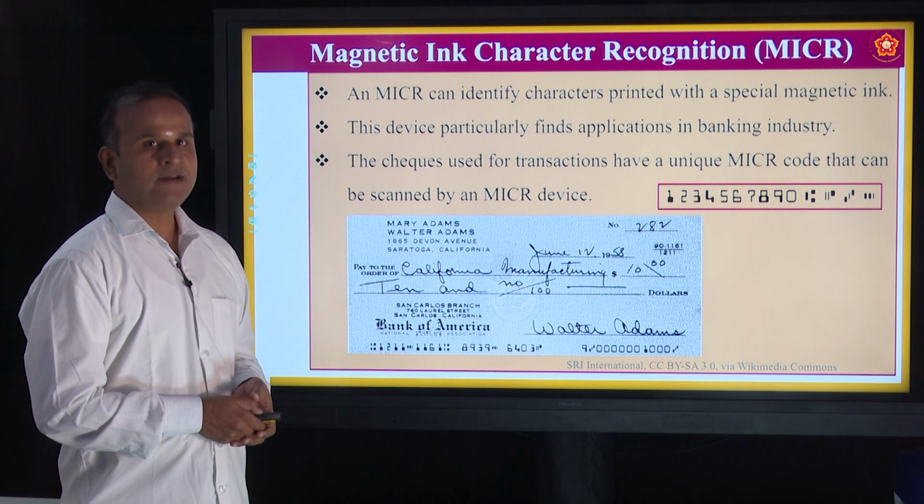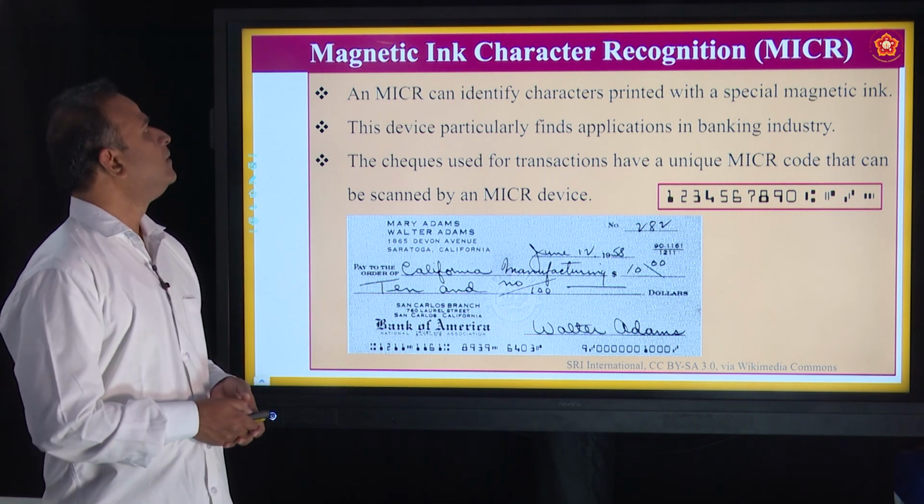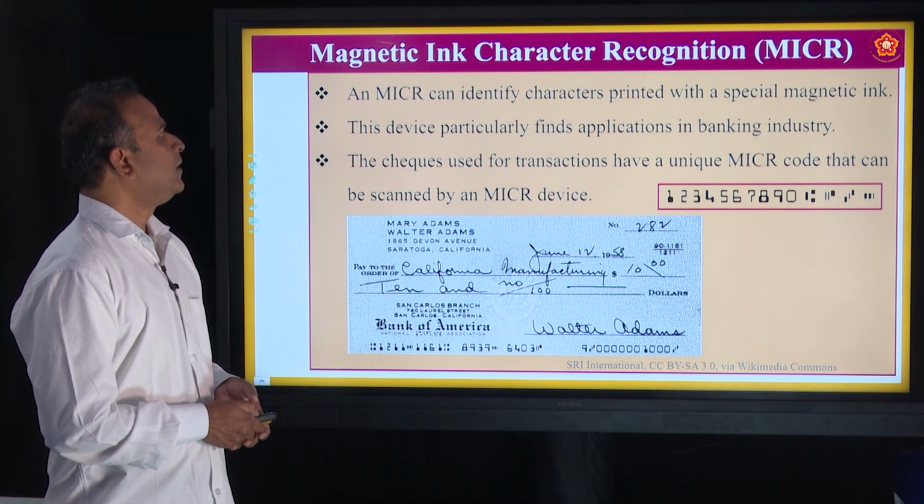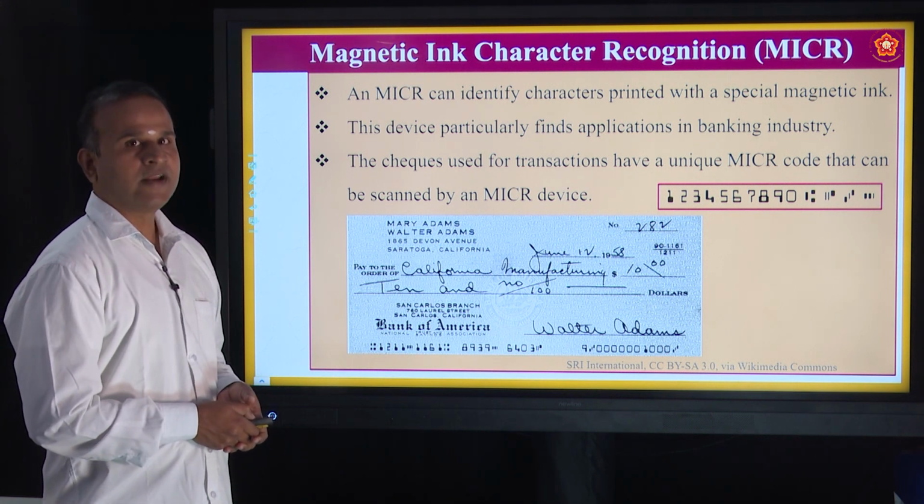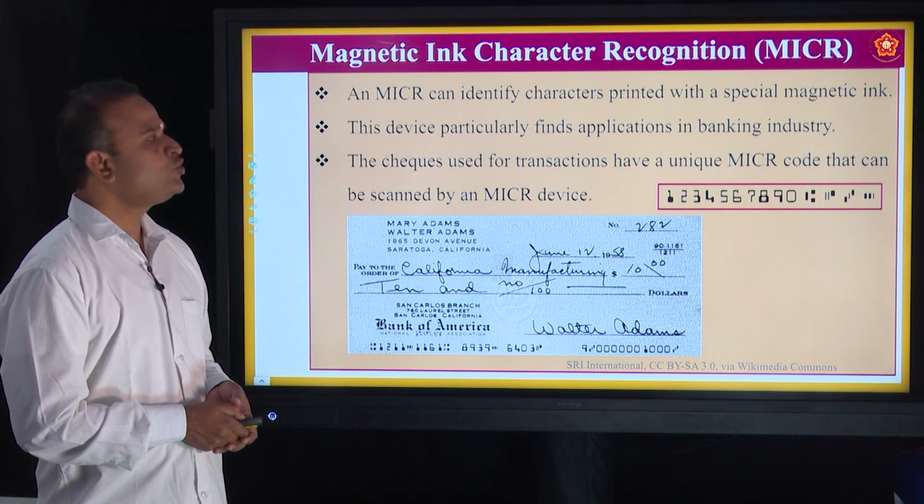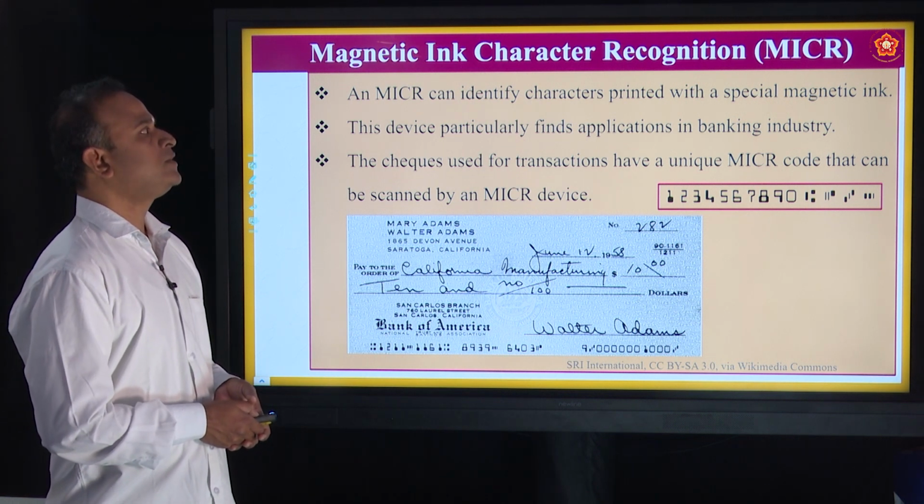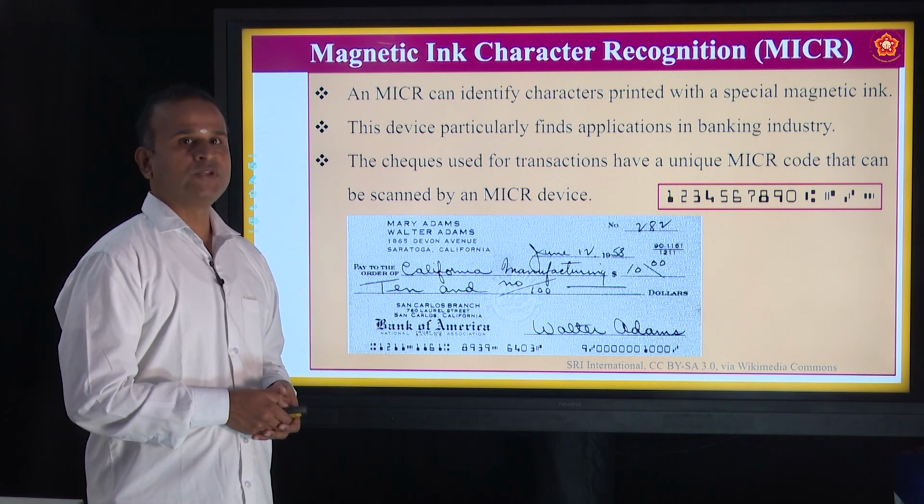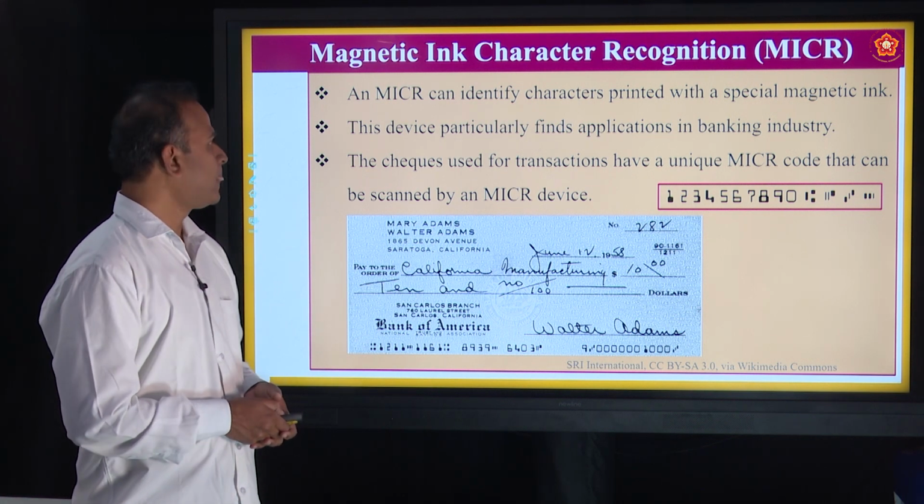Moving on to the next slide, we will learn about MICR, the Magnetic Ink Character Recognition. The MICR device can recognize the characters which are printed with a special ink called special magnetic ink. This device is particularly used in the banking industry.